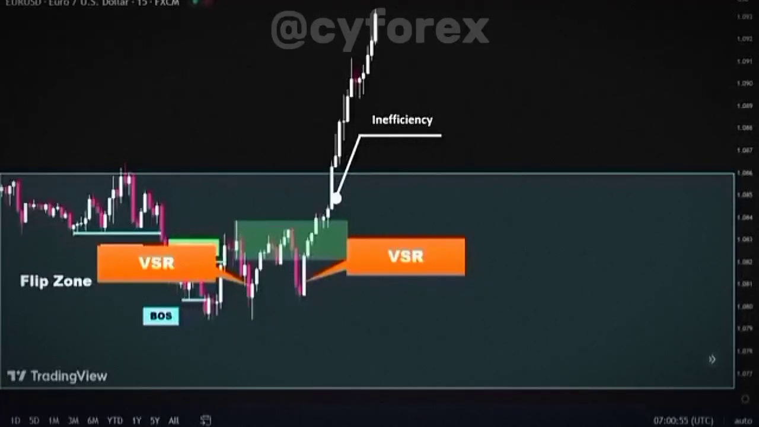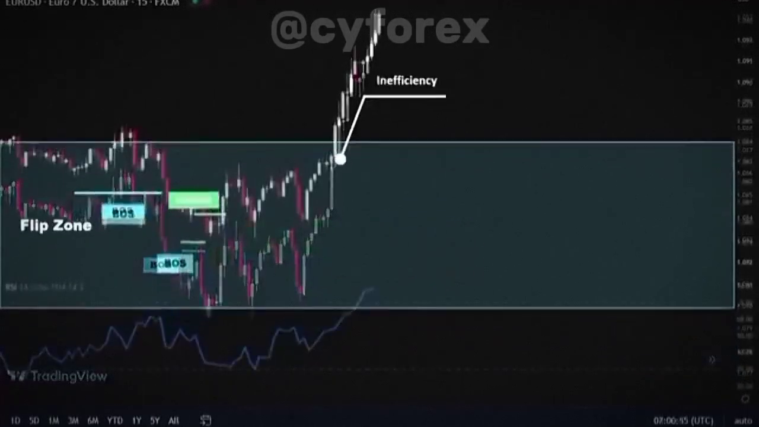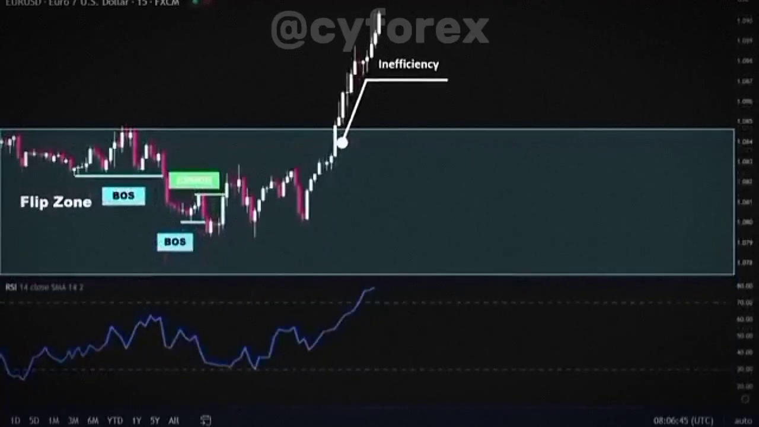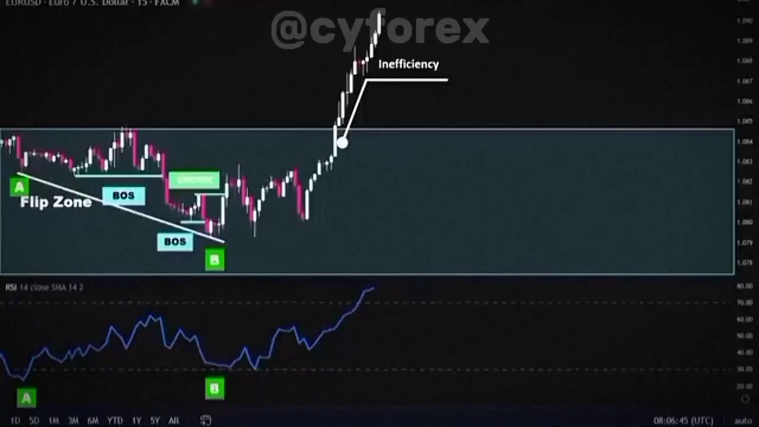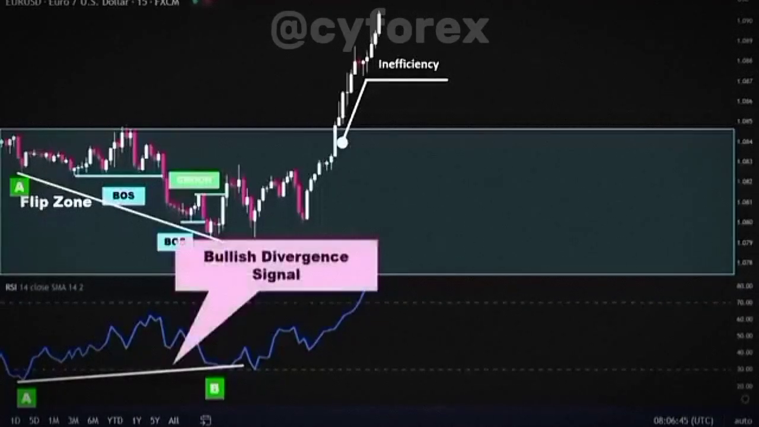However, to gather more confirmations, I will add the RSI indicator to the chart and look for possible bullish divergence signals. To identify a bullish divergence, we need to compare points A and B on both the price chart and the RSI chart. We can draw a line between these 2 points on the price chart and see that the price is making lower lows, while drawing a line between the corresponding A and B points on the RSI chart shows that RSI is making higher lows. This indicates a bullish divergence signal.